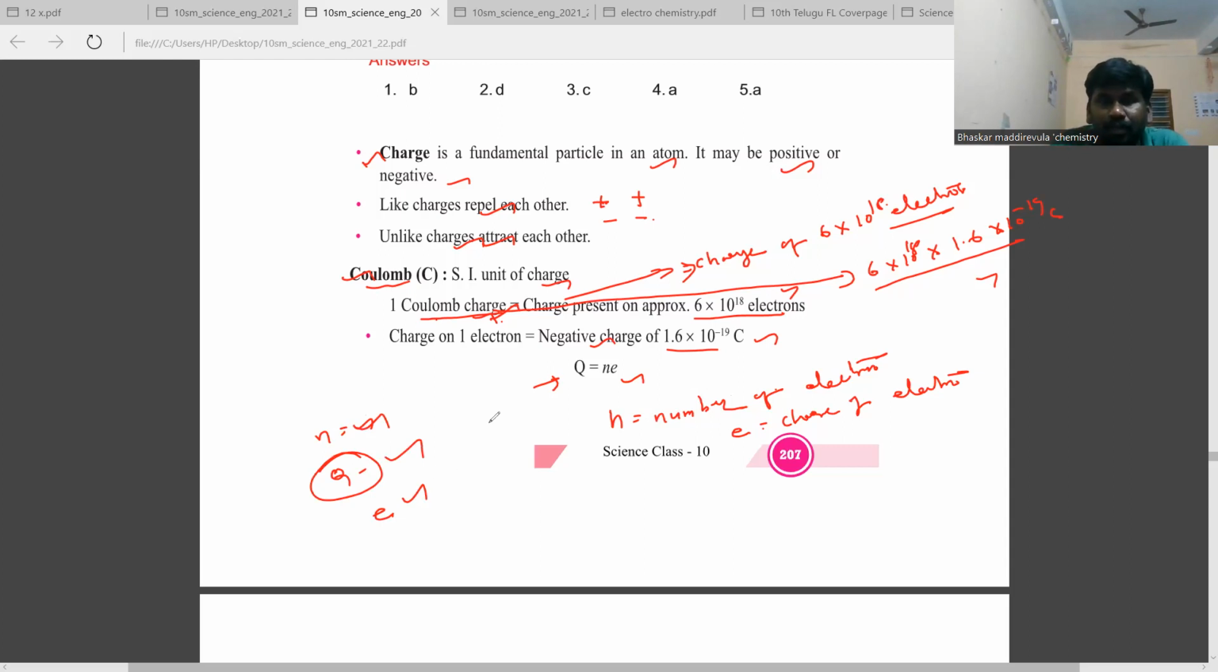Sometimes they'll give the charge Q value in coulombs, and they'll ask the number of electrons in that particular charge. So this is the one we need to keep in mind. By using this small formula, we are able to find the charge. The simple formula we need to remember.